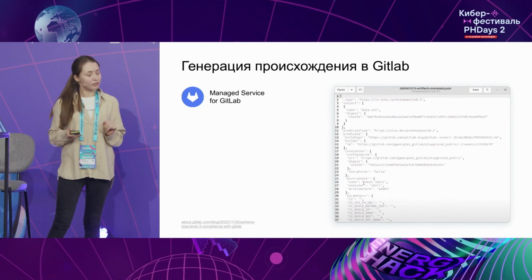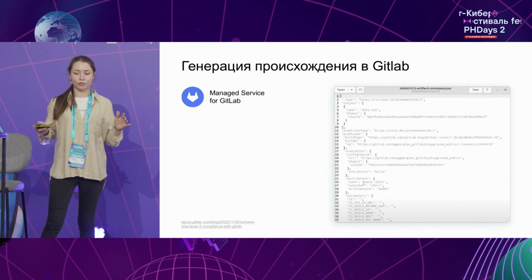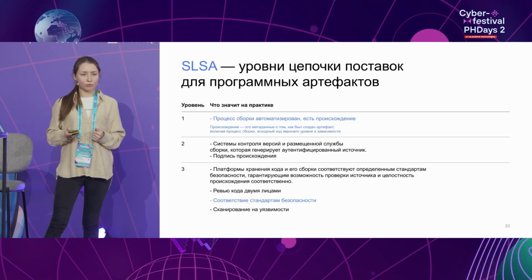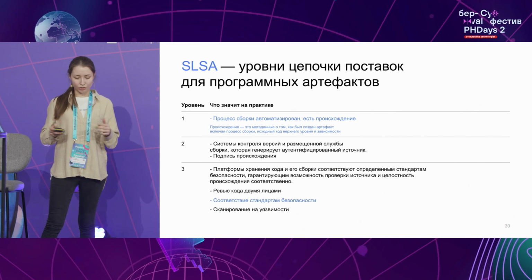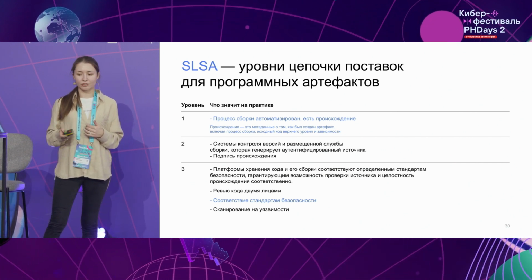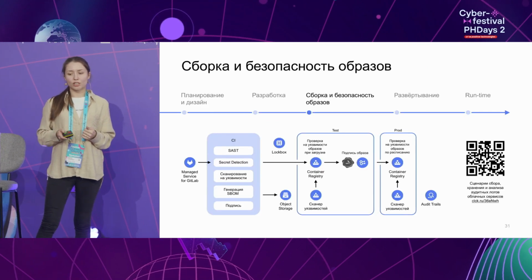You cannot see it very well, however there is a link that you can follow, and you can study it in a video that has been assembled. It covers the first level of SLSA, speaking about assembly automation, because all this process is described in the CI scenario file and provenance is being generated.